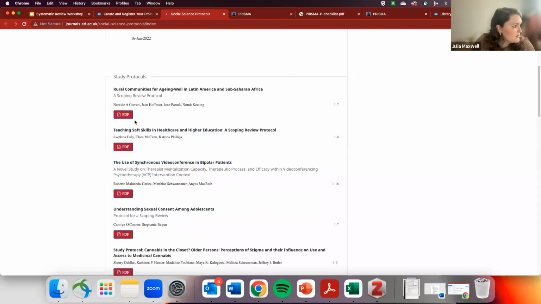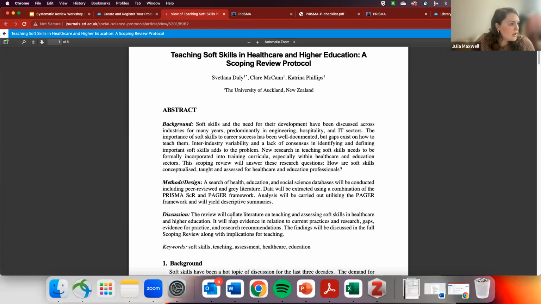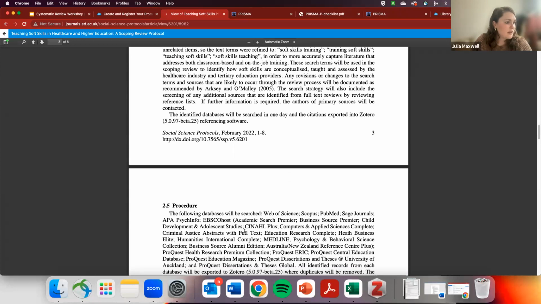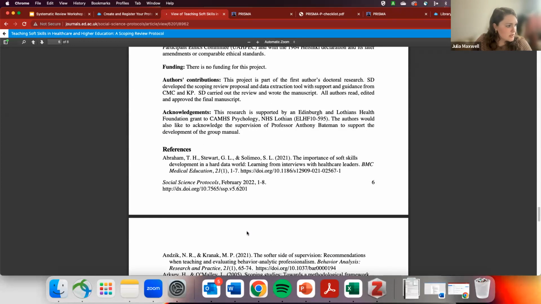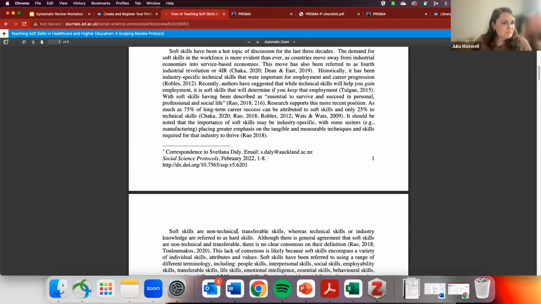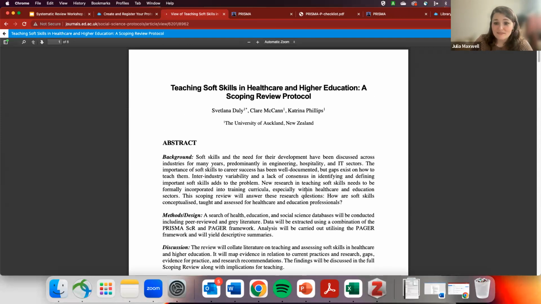Here's a scoping review protocol: teaching soft skills in healthcare and higher education, a scoping review protocol. We can see that this protocol is a bit more of a paper, right? It's more narrative. It's not super long, it's 5.5 pages. But it's kind of cool because then you get another publication. And sometimes I think writing it in narrative form can be useful in, again, really describing what your aims are going to be and what your plan is.